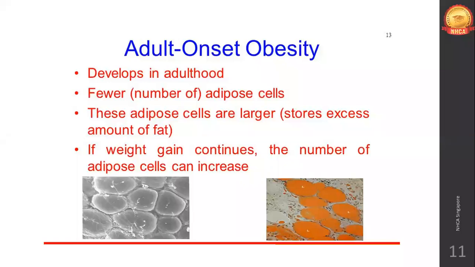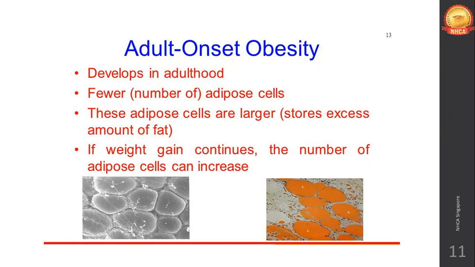Here you have a very small number of adipose cells, but these adipose cells can extend. Okay, they can store a lot of fat. They can become larger and larger. So you don't require a lot of adipose cells to become fat. Even with a small number of adipose cells, you can become fat. Adipose cells have a capacity to extend a lot and store a large amount of fat. So if the weight gain continues, not just will the adipose cells become larger and larger, but they will differentiate. The number of adipose cells will also increase.